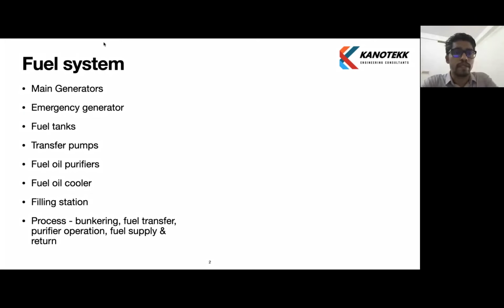In the presentation we will see the generators, emergency generator, fuel tanks, transfer pumps, purifiers, coolers, and how the fuel is taken on board. Similarly, we will see the processes involved in the fuel system: bunkering, fuel transfer, purifier operation, fuel supply and return. We will go through all of this in the concept design. The webinar is for understanding the concept of the fuel system.